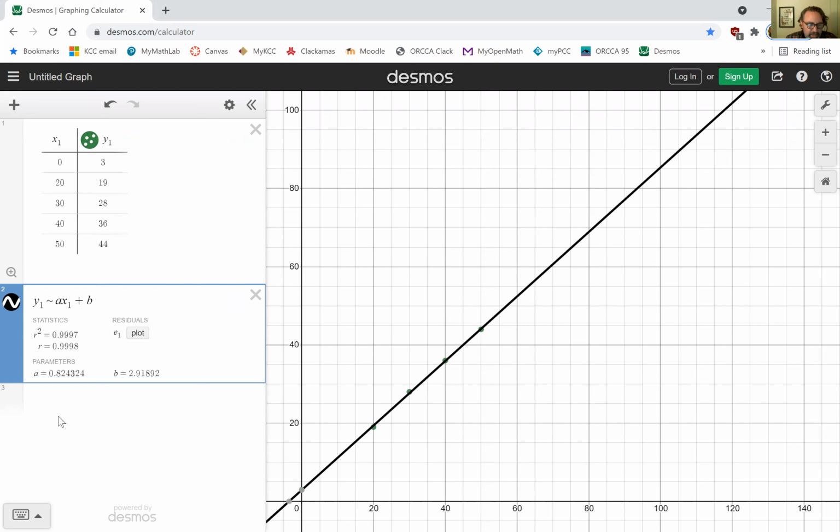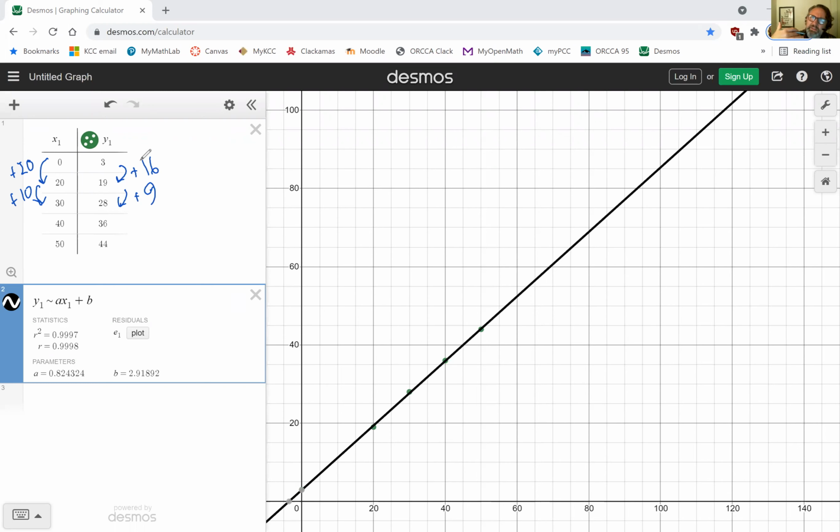If we had not made this regression equation, we could instead look at the values in the table. Sorry, just getting my drawing tool ready here. And we could figure out the slope here, that as we increase by 20 minutes, the charge increased by 16%. And then we increased another 10 minutes, the charge increased by 9%. So that's a little bit off.